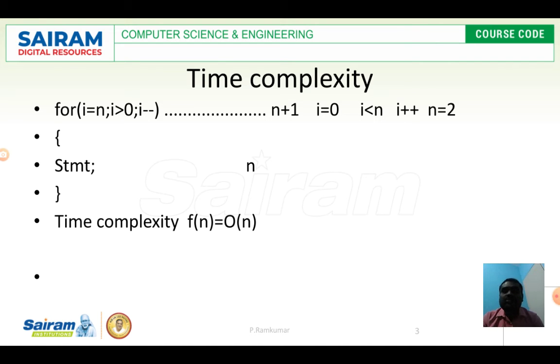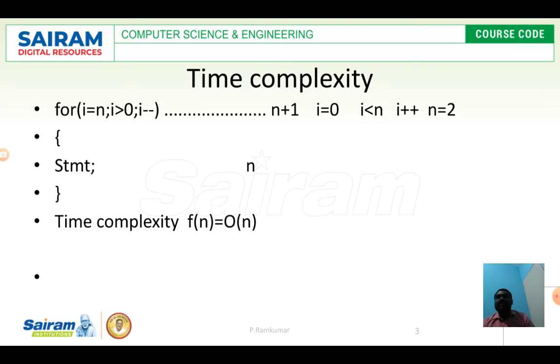Next I am taking up this algorithm: for i equal to n, i greater than 0, i minus minus. So now i minus minus will be executed n number of times, and i greater than 0 will be executed n plus 1 number of times: n number of times true value, n plus 1 number of times false value. So I am considering it as n plus 1.